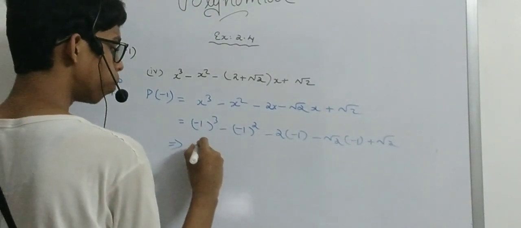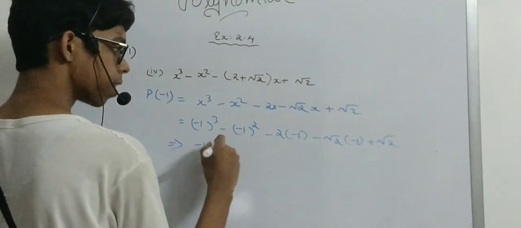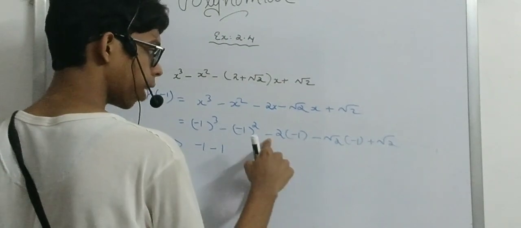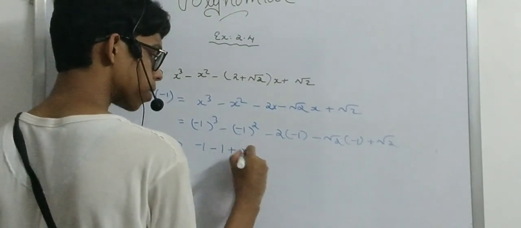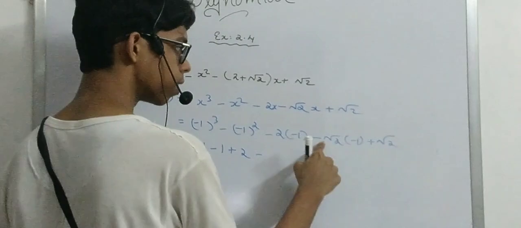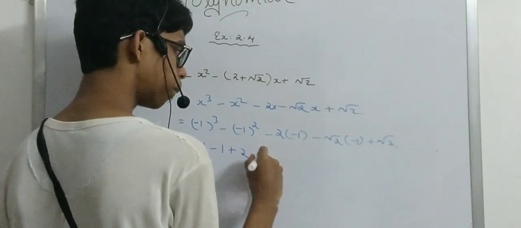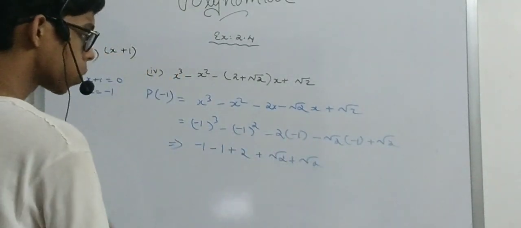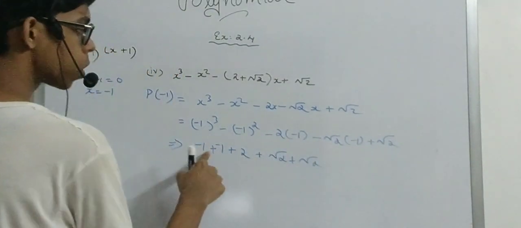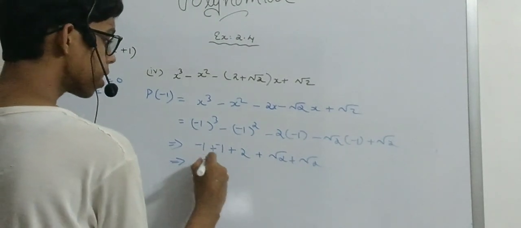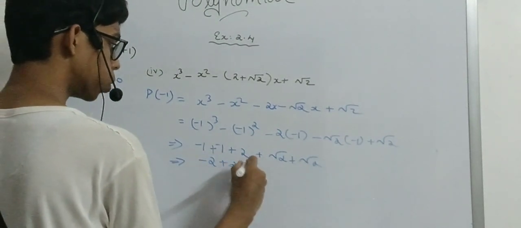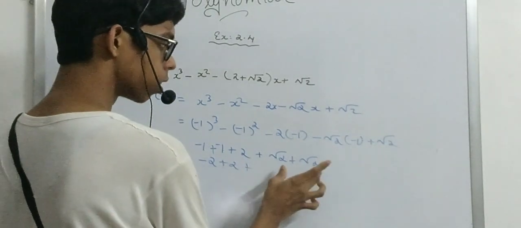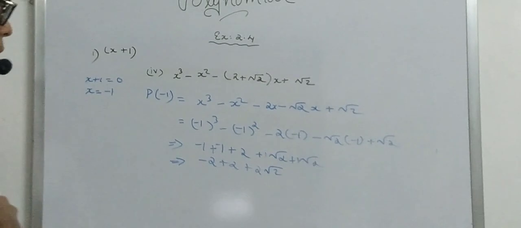Minus 1 the whole cube means minus 1, minus 1 the whole square means plus 1, minus into this will become plus 2, minus again this into this will become plus root 2. So from here we will be getting minus 1 plus minus 1, which is minus 2, plus 2, plus root 2 plus root 2. Now root 2 plus root 2 are similar terms, so that's 2 root 2.